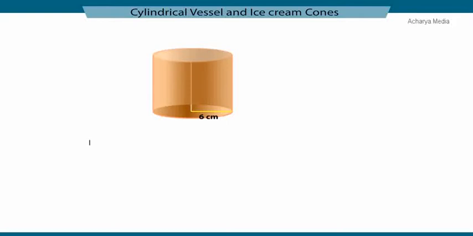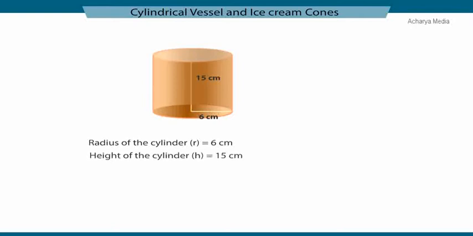It is given that radius of the cylinder R is 6 cm and height of the cylinder H is 15 cm. The formula for calculating the volume of the cylinder is pi r squared h. On substituting the values of height and radius in the above formula, we get pi into 6 squared into 15 centimeter cube, which is equal to 540 pi centimeter cube.